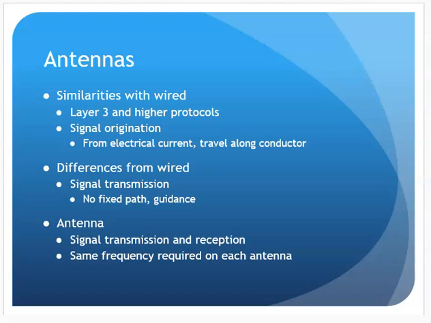Alright, CNT120, Chapter 6. We're now moving on to the section on antennas. When we talk wireless and wired, the similarities are at layer 3 and above: IP, TCP, UDP protocols, all that good stuff. Wired and wireless networks are the same. Where we're different is at layer 1 and 2.